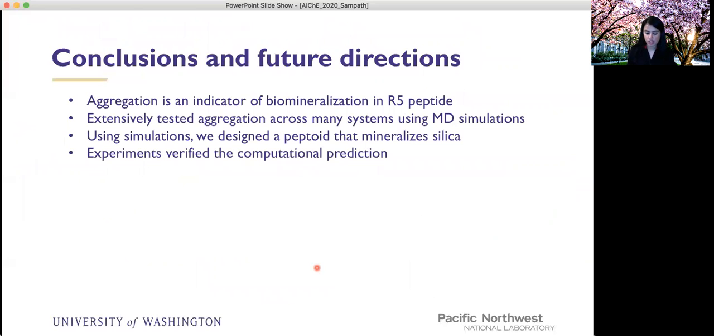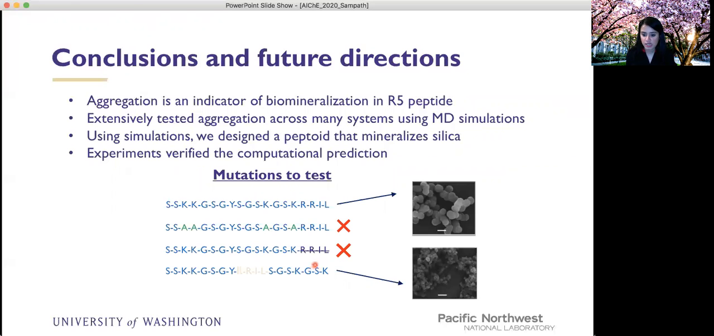And so in conclusion, we found that aggregation is an indicator of biomineralization in R5 by extensively testing many systems using molecular dynamic simulations. We've been able to learn design rules from nature and apply this successfully to a synthetic system. In the future, we want to test the following mutations to see if we can draw connections between molecule sequence and mineral morphology, and eventually take advantage of the large design space offered by peptoids to regulate mineral formation.